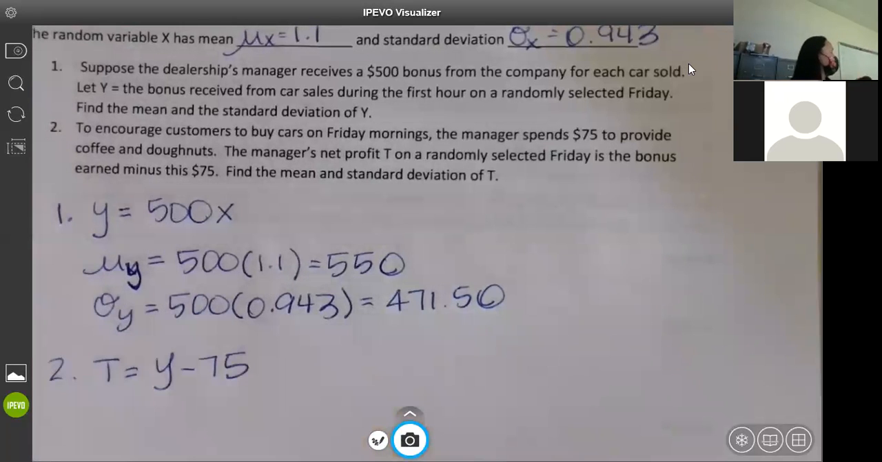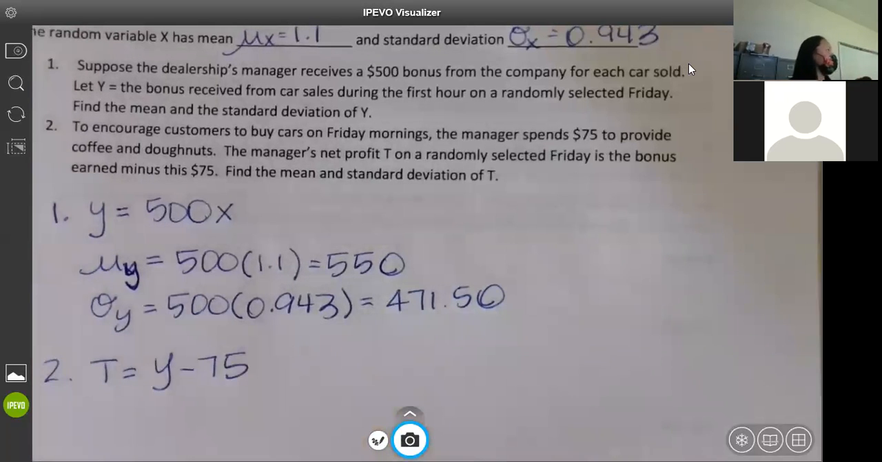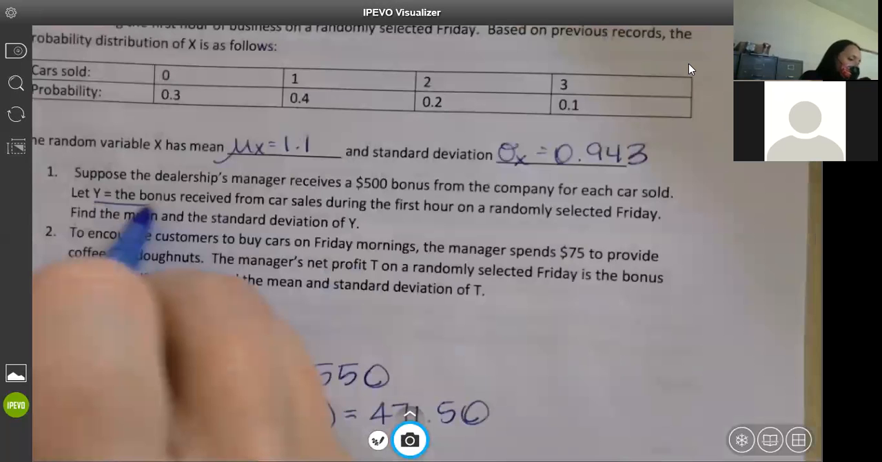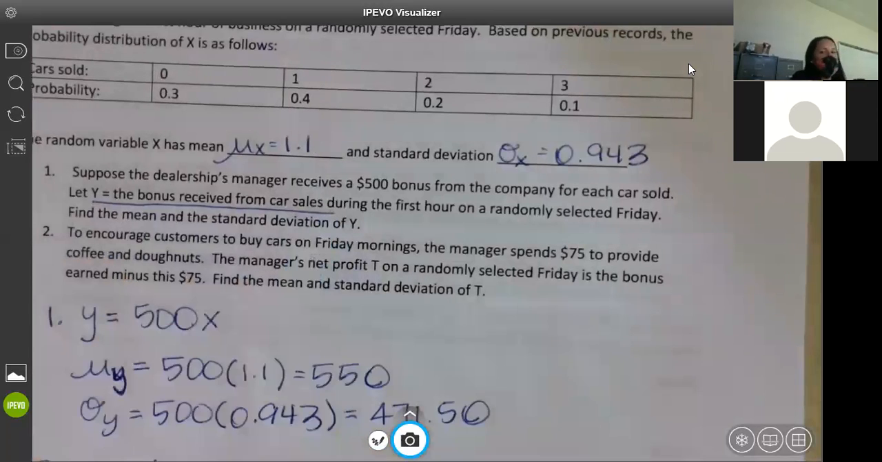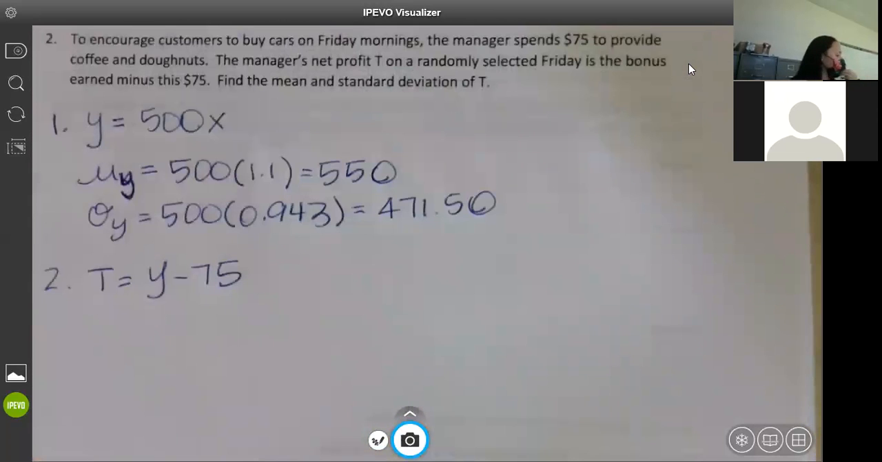You have to be able to set up your equation, okay? Make sure you have that, and it's got to have the right variable. How do we know it's Y? Set it up here. Y is the bonus received from car sales. It's okay. Just look for that from now on.